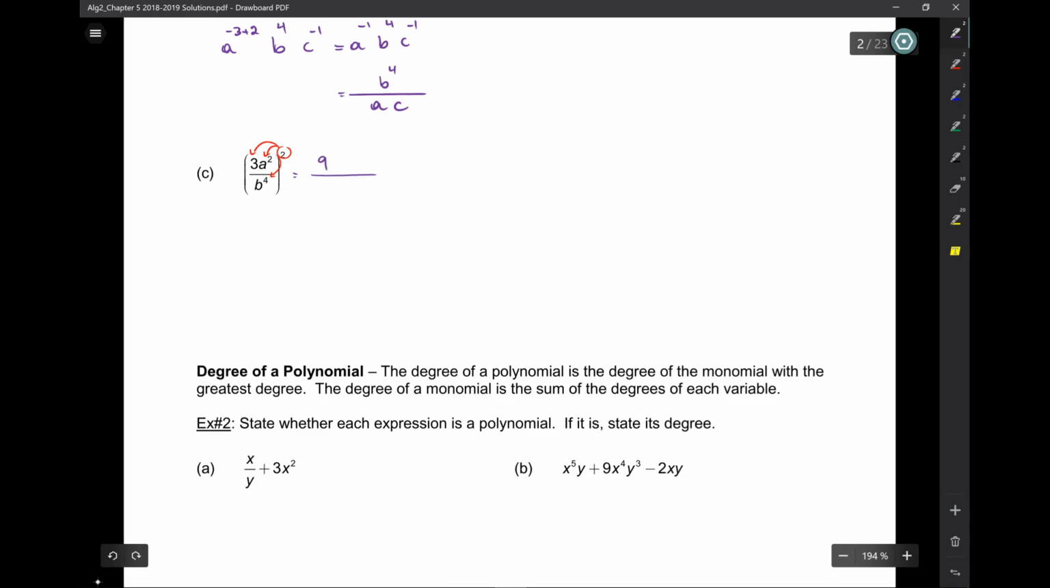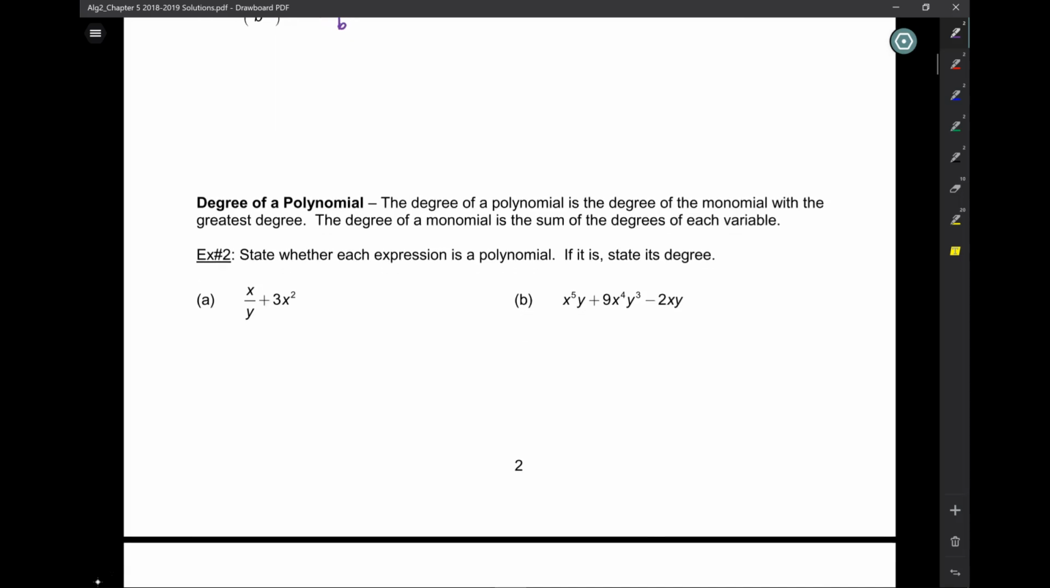A squared is a to the what? 4 over b to the 4. Can I simplify that further? No. Ooh, b to the 8, b to the 8. Okay? You multiply them.